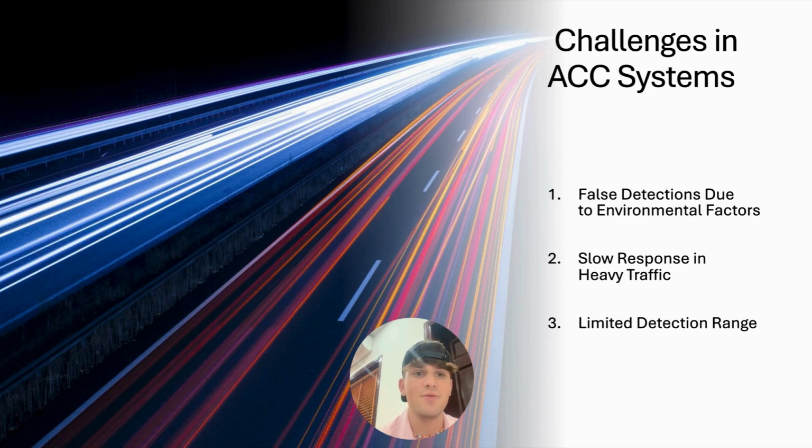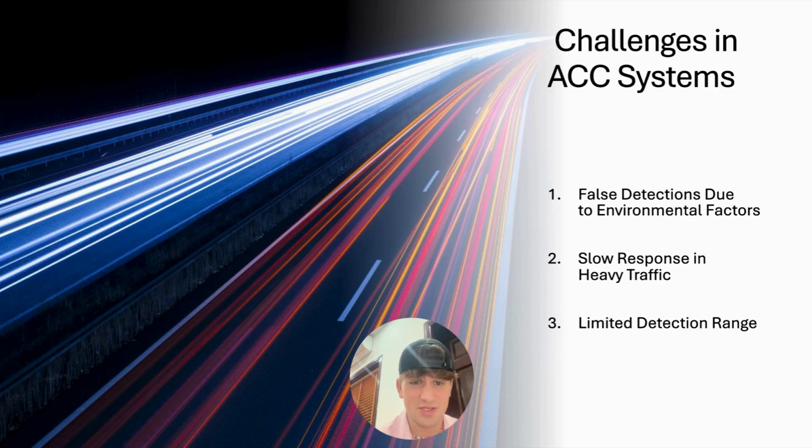For example, during heavy rain, the system might misinterpret the environment, causing unnecessary braking or failing to detect vehicles accurately. And these fault detections can disrupt driving comfort and potentially cause dangerous situations. As the second problem, we have a slow response in heavy traffic. ACC systems may respond slowly in congested traffic conditions. If a vehicle suddenly cuts into the lane, the system might take a few moments to process the change and adjust the car's speed. This delay can cause sudden braking, increasing the risk of collisions.